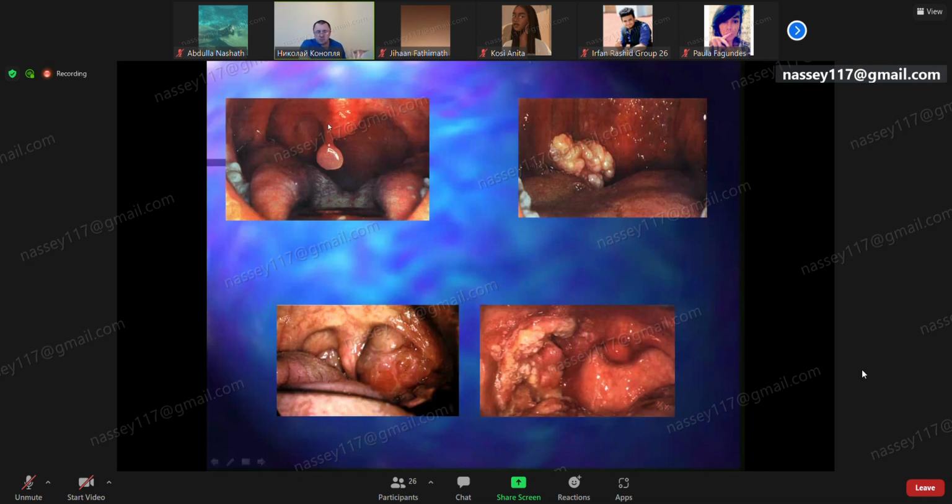In this situation, it's enough to remove it with one movement, maybe put one suture, and after that send it for histological examination. But in these other pictures, you can see malignant tumors of the tonsils. Here, this is a tonsil, and it's not malignant: here, total papillomatosis of one tonsil. Here also a malignant tumor of the tonsil.